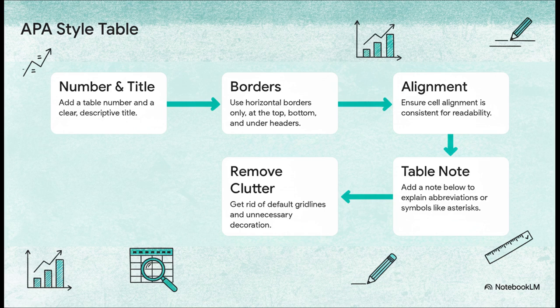First, every table needs a number and a clear descriptive title. Step 2, and this is a big one, use horizontal lines only. That's it. One at the top, one at the bottom, and one under your main headers. No vertical lines, ever. Third, keep your alignment consistent, especially for numbers. They should always be aligned by the decimal point. Fourth, add a note at the bottom to explain things like abbreviations or what those little asterisks mean. And finally, the most satisfying step, remove all the clutter. Get rid of those default grid lines. Simplicity is your best friend here.